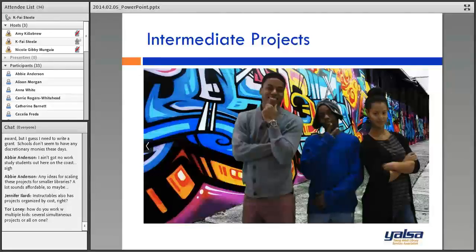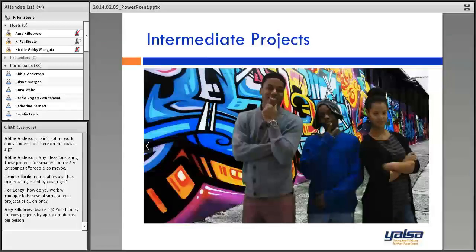Fantastic. So Tor, how do you work with multiple kids? Several simultaneous projects all in one. The way that we always work with multiple kids, we try to have not only the maker mentor there, but multiple maker mentors there. So we have anywhere from 2 to 3 or 4. I think the most we've ever had is 4, and maybe 1 observer at a branch at a time. That's when we have an embarrassment of mentors. We're just rich in mentors. And that's fantastic because it'll be a 1-to-2 ratio or 1-to-3 ratio.